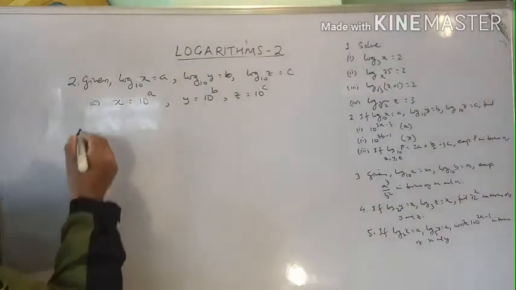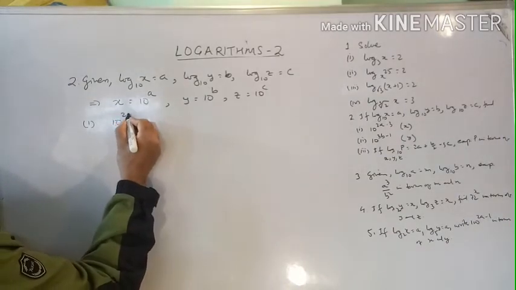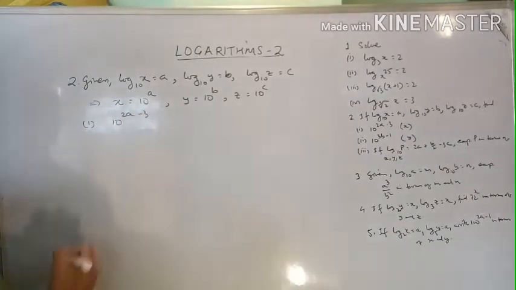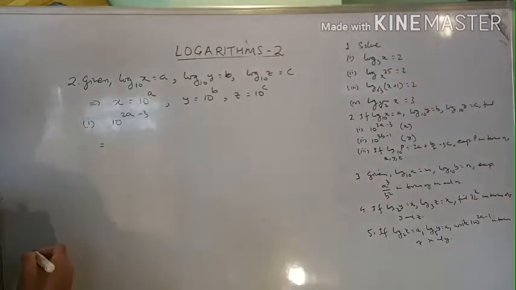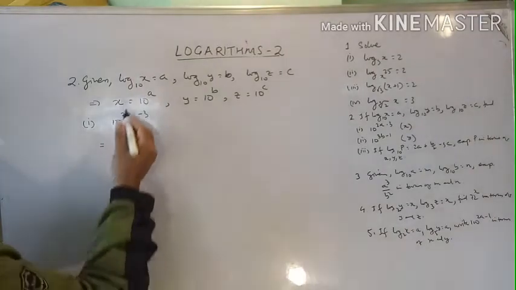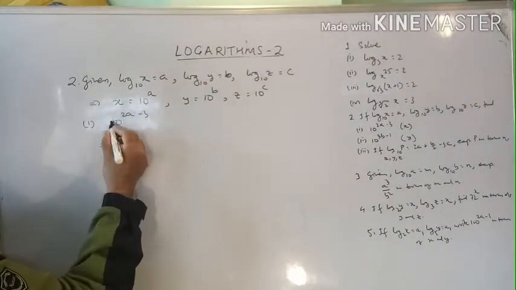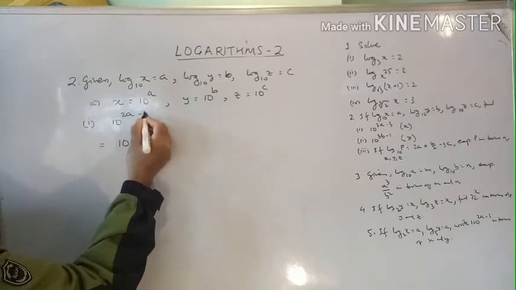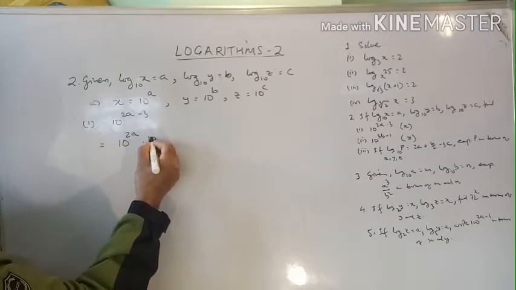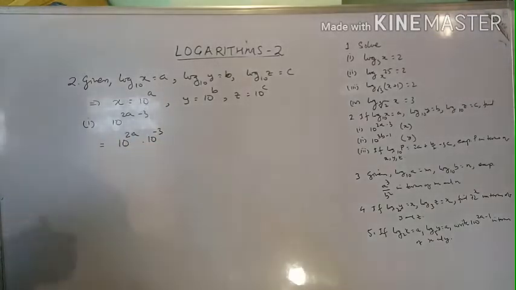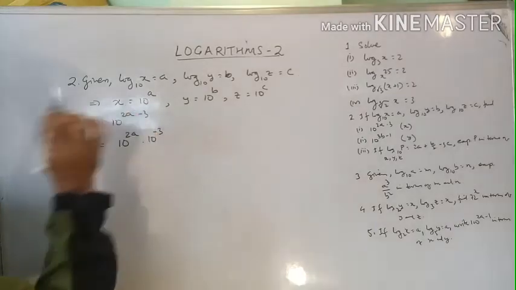Now we take part 1. So we have to express 10 to the power 2a minus 3 in terms of x. Okay, so this will be equal to, now since we know the 10 to the power a value, which is x, we have to simplify this one. So how do you do it? First separate this power, 10 to the power 2a into 10 to the power minus 3, using the property of exponents. So when you multiply, their powers are added, so you get 2a minus 3.